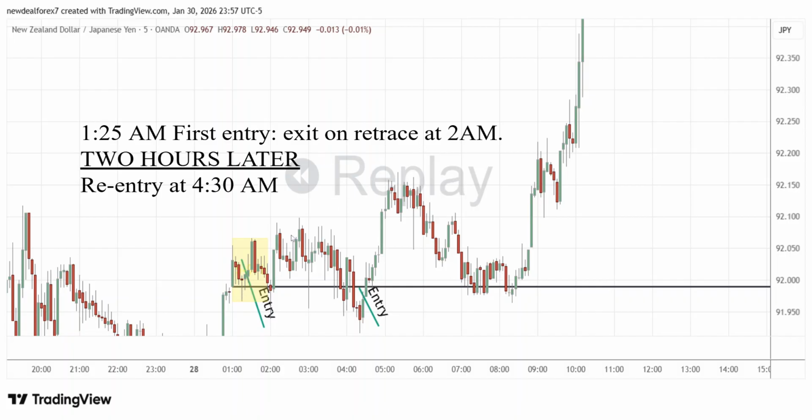But let's just say it does retrace. As you see, your price spikes up and then it retraces down. And let's just say you get stopped out right here at 2 a.m. We wait for all this consolidation. You see this is dancing back and forth. We wait because 2 hours later at 4:30 a.m., that's when the best entry was, right here.